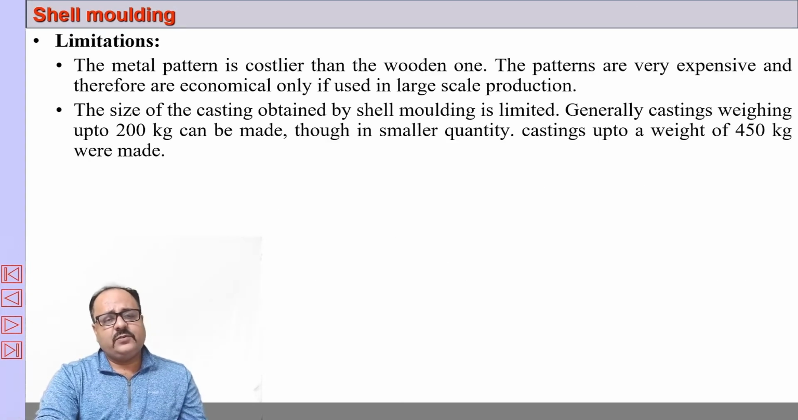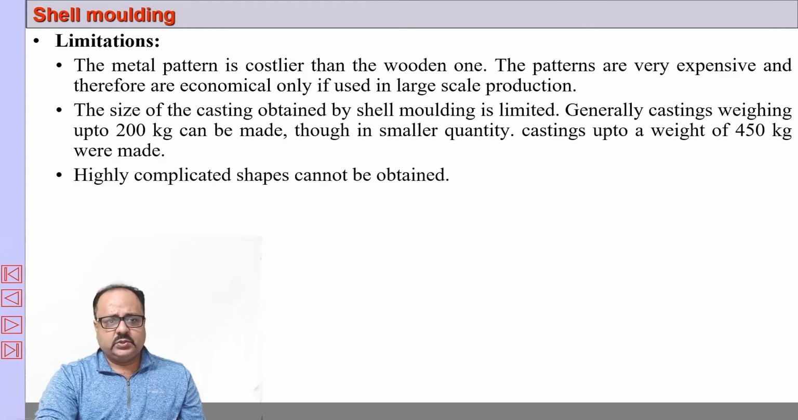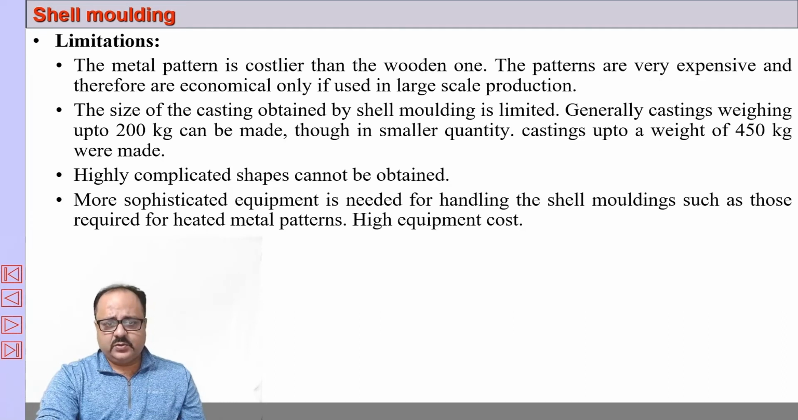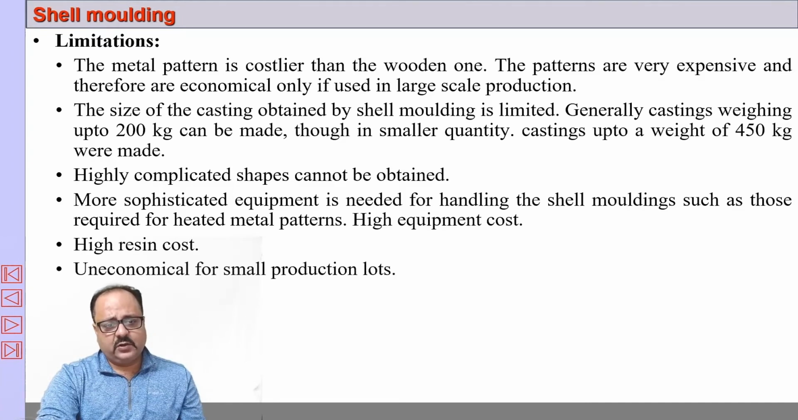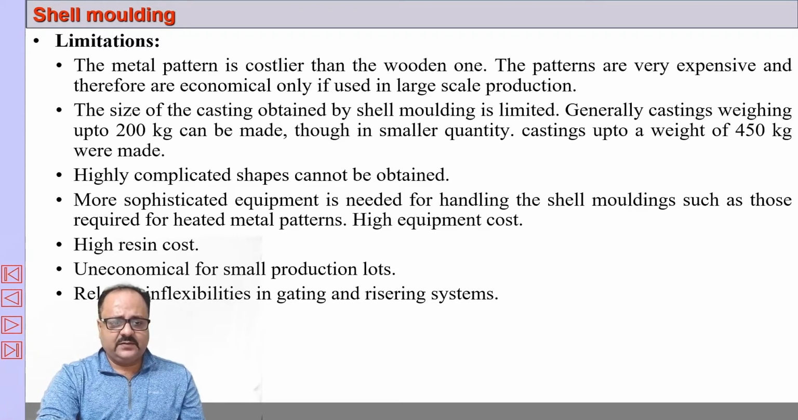The limitation is that we have to use a metal pattern, which is much costlier, and that cost is justified only when it is used in mass production. And the size also is limited because of the metal pattern. Highly complicated shapes cannot be produced. More sophisticated equipment is required for handling the hot metal pattern. Resin cost is also high, and it's not economical for small production runs, obviously, as I have discussed, and there is relative inflexibility in getting a risering system.